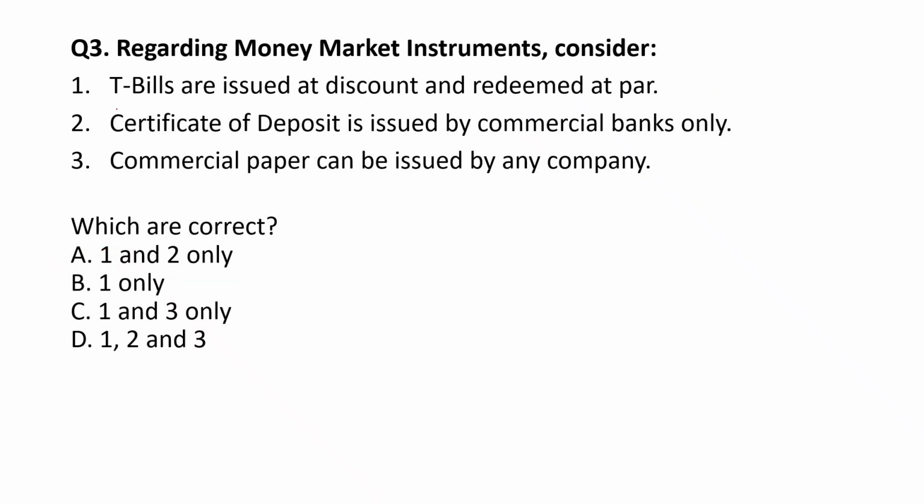Question 3. T-bills, that is treasury bills, are issued at discount and redeemed at par. That is correct. Certificate of deposit, इसकी जगह बहुत बार CDs भी लिख देते हैं, is issued by commercial banks only. Correct. Statement 3. Commercial paper can be issued by any company. No, that is incorrect. क्योंकि commercial paper only by highly rated companies, not by any company. It cannot be issued by any company but only by highly rated companies. So correct answer यहाँ पर होता है option A.